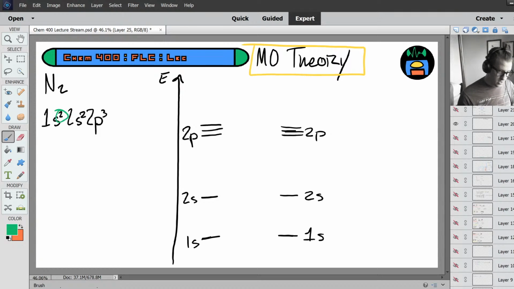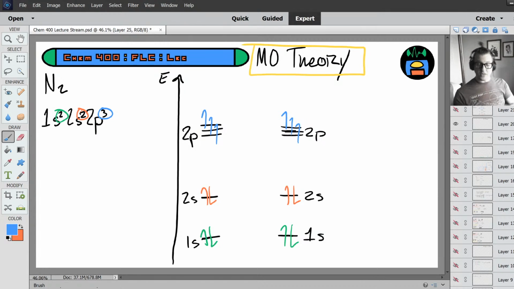All right, now nitrogen has 2 electrons in its 1s orbital, 2 electrons in its 2s orbital, and 3 electrons in its 2p subshell. And you'll recall that electrons would rather not share an orbital if they don't have to, and there are 3 electrons, 3 p orbitals, so they're all singly filled. All right. Next, we need to start mixing our orbitals together. Our 1s will form a sigma star and a sigma.